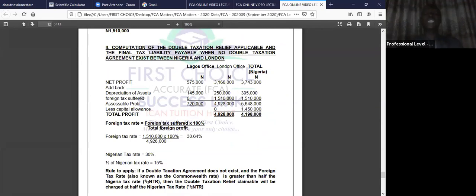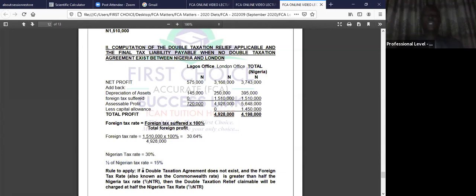We do the same thing as we did at first, and we got all these figures. We did our foreign tax rate, and we have this same position here. Okay, now we are comparing this. We now bring our Nigerian tax rate, which is this, and we now bring 1/2 of Nigerian tax rate, which is this. Now we are going to be comparing.